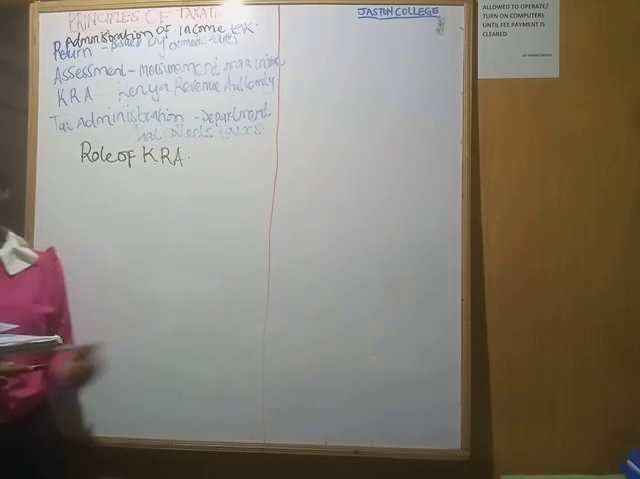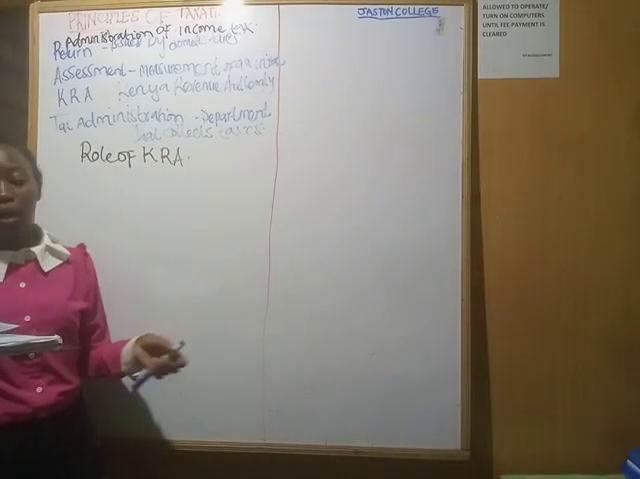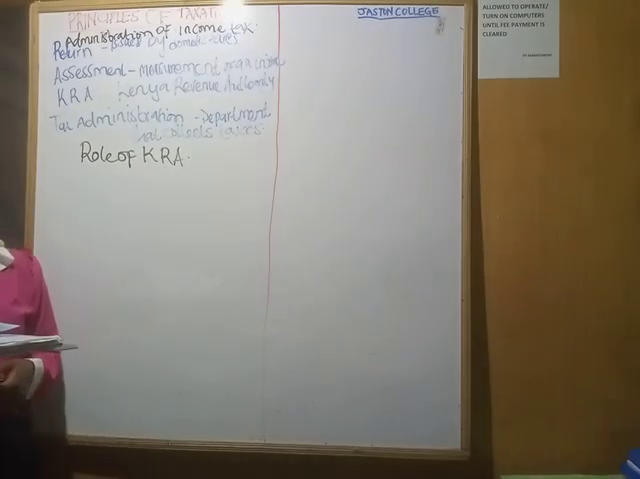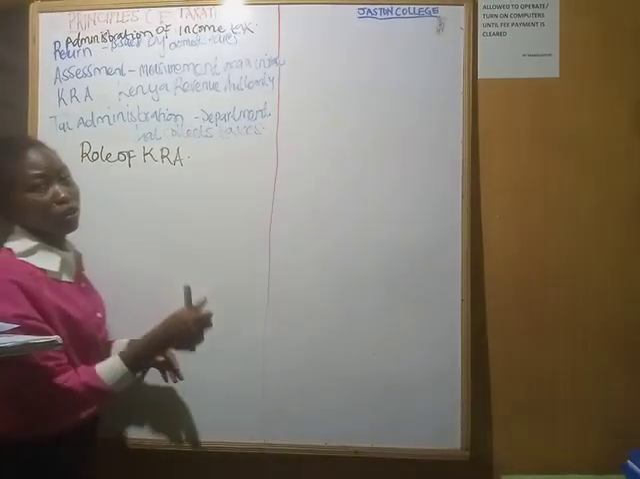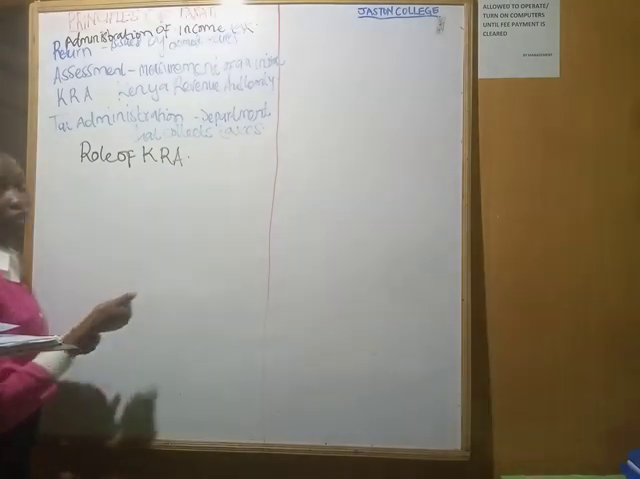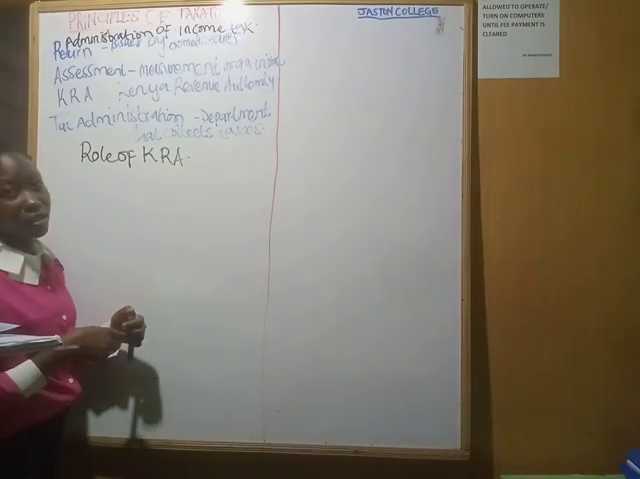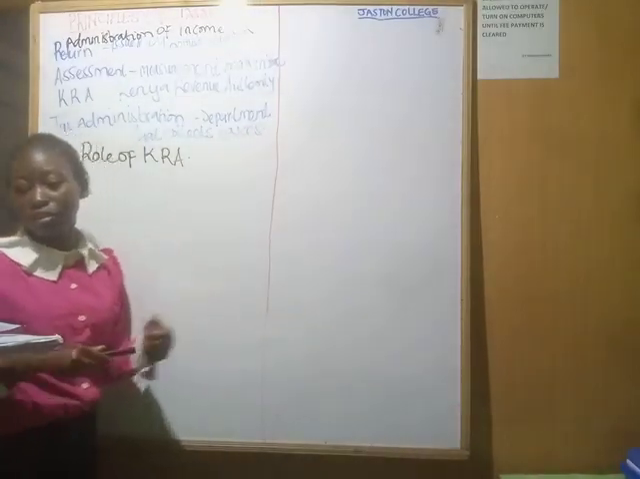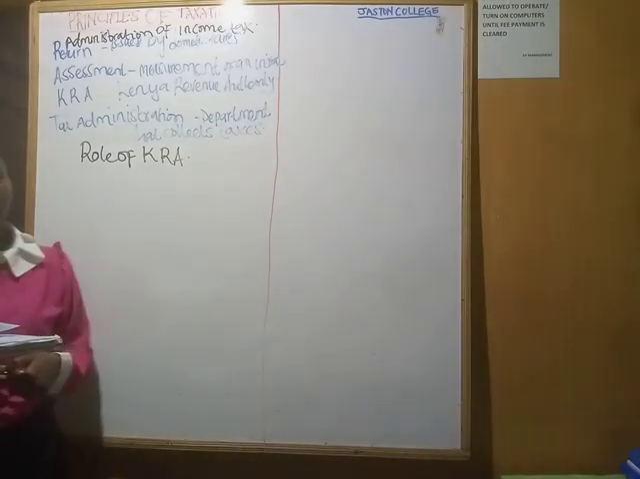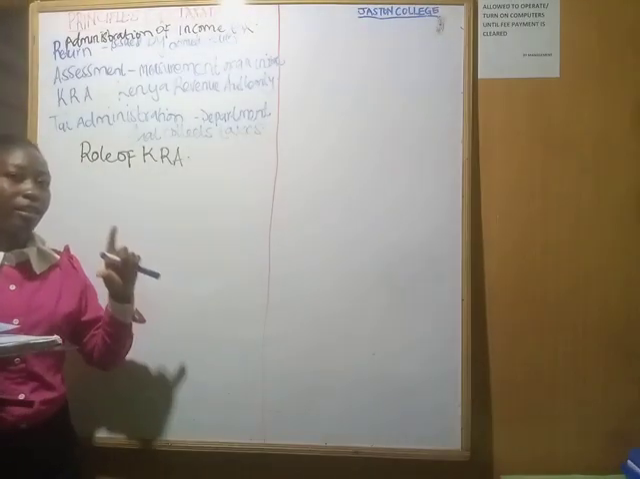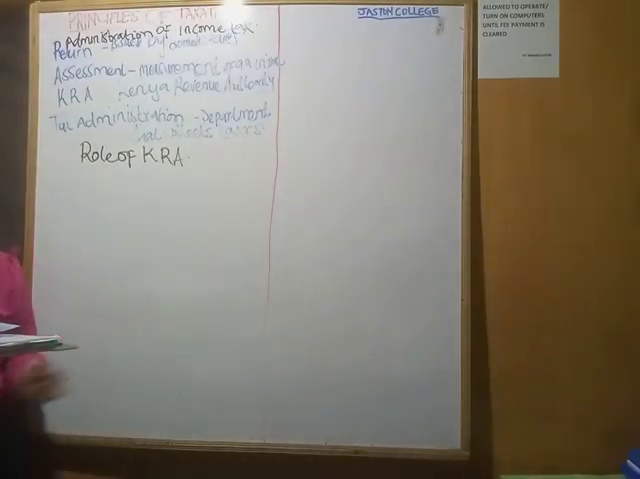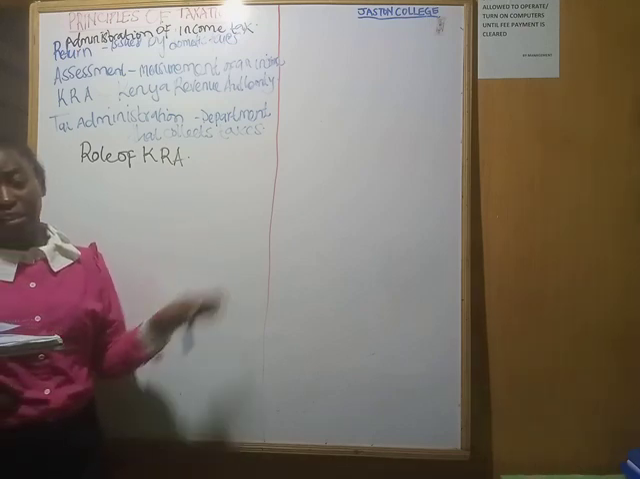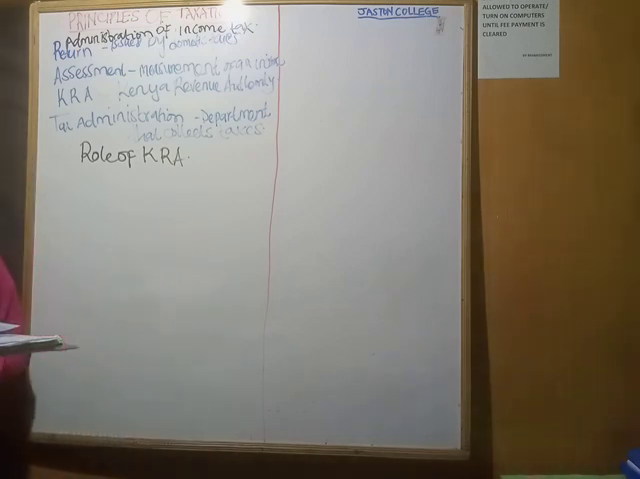We also have another role. The KRA ensures that our local industries are protected. So in the imposition of taxes, the tax levied on the local industries, which is the excise duty, the KRA makes sure that it supports its local industries through the taxes.